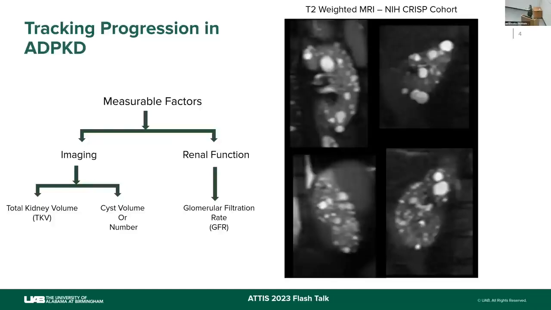Now, the other potential we have, especially with T2 weighted MRI, is to begin looking at these cysts. But as you can see from the image, it's going to take a lot of time. But that's a perfect opportunity for machine learning to do this automatically for us.